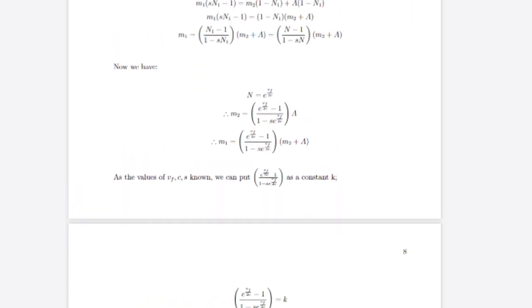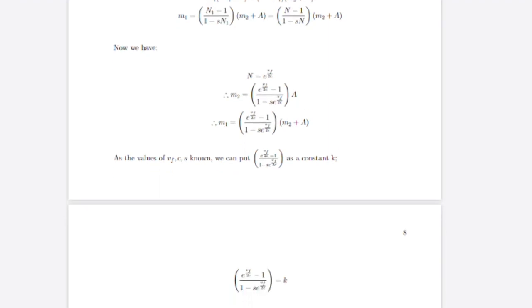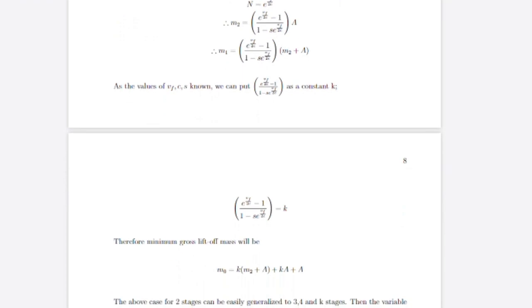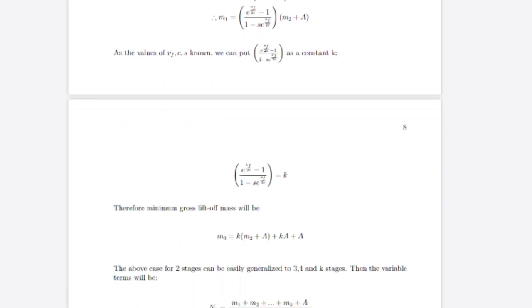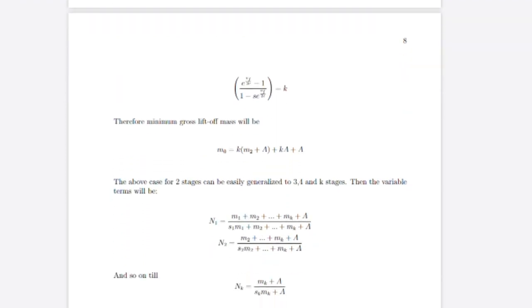So now here we have got the value of m1 and the value of m2 in terms of Vf, c and s. So m2 equals (e^(Vf/2c) - 1)/(1 - s e^(Vf/2c)) into a, and m1 equals (e^(Vf/2c) - 1)/(1 - s e^(Vf/2c)) into (m2 + a). Now let us suppose this (e^(Vf/2c) - 1)/(1 - s e^(Vf/2c)) equals k. So the minimum gross lift off mass will be k(m2 + a) plus ka plus a.